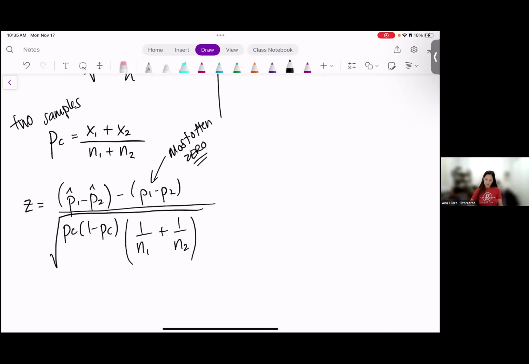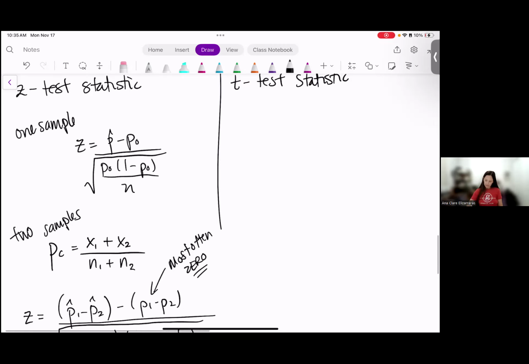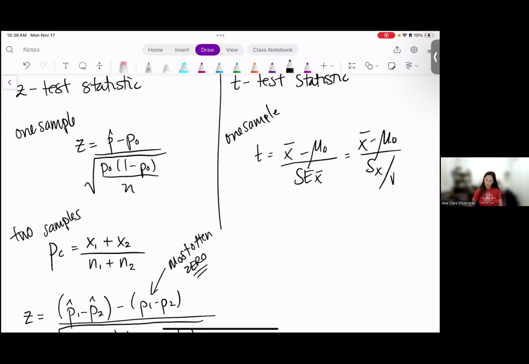Let's go do the same for means. For means originally, we had a t-score equal to the statistic x bar minus the hypothesized value of mu, but we did not know the standard deviation, so we used standard error of the sampling distribution. And how we found that was by taking the standard deviation of the sample and dividing that by the square root of the sample size. Okay, so let's look at what happens when we are doing two samples.